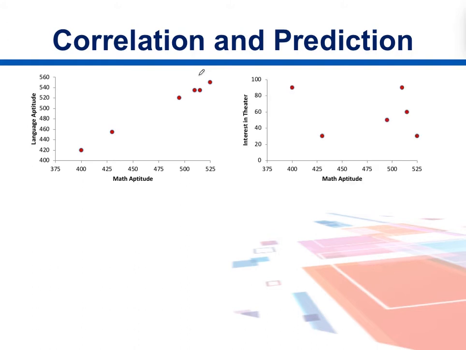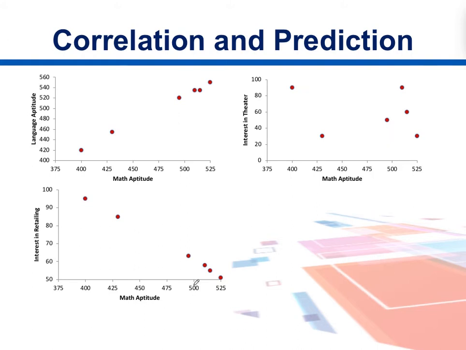Maths versus interest in theater. These dots are not going perfectly on some line, so there seems to be a correlation but not that good. Math versus interest in retailing. The line is going down, so if one is increasing the other is decreasing, so there is a relationship, but it's a negative correlation between these two. Again a poor correlation, dots are scattered. Interest in theater versus interest in retailing.